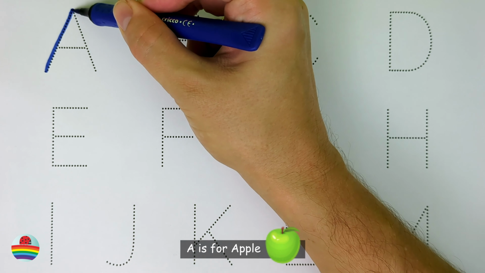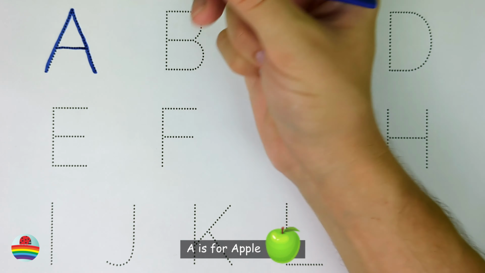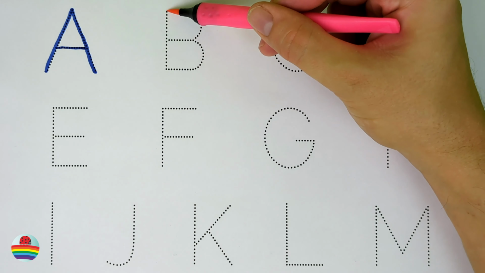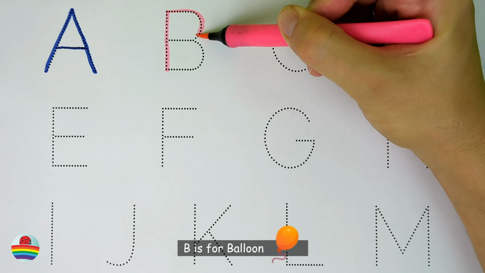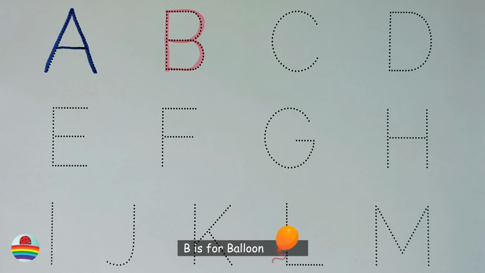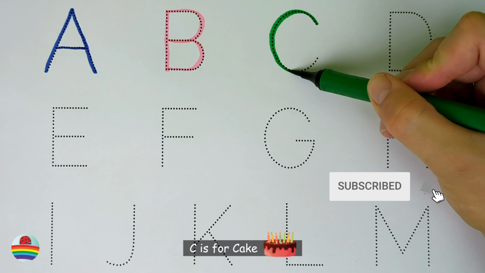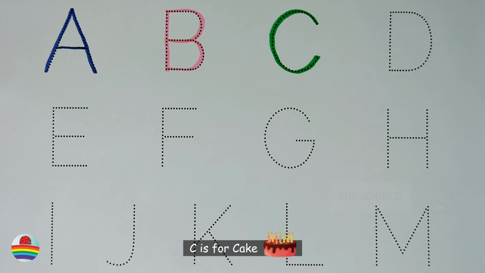A. A is for apple. A. B. B is for balloon. B. C. C is for cake. C.